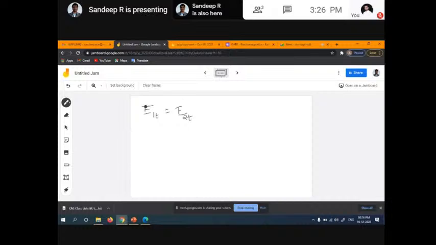Whereas the normal component of E is not continuous. D1N, the normal component of electric flux density in medium 1, minus D2N, the normal component of electric flux density in medium 2, is equal to the surface charge density rho s. If it is a charge-free region, then I can write D1N is equal to D2N, because rho s is equal to 0.